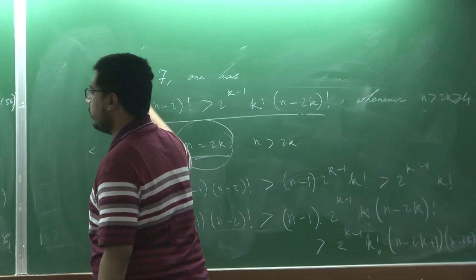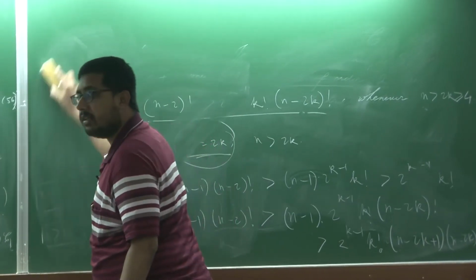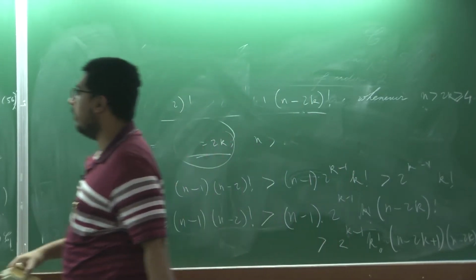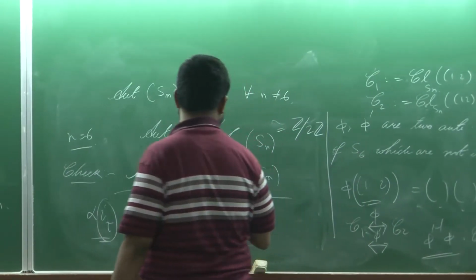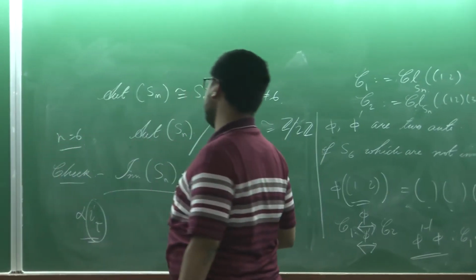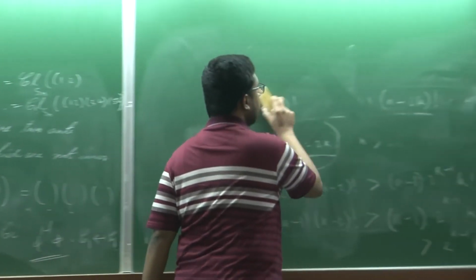Now we should move to something else in the time remaining. So here we have only left this thing, that the inner automorphism group is a normal subgroup of Aut(Sn). That is actually quite easy.